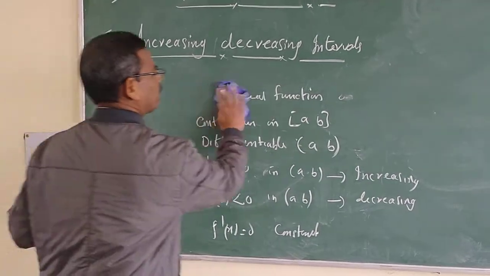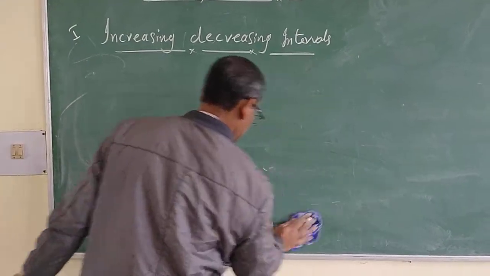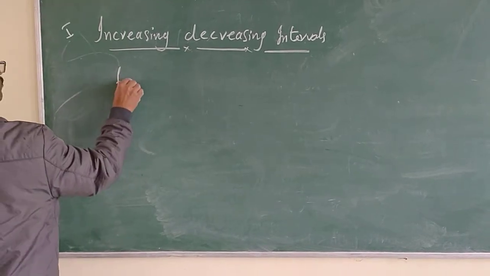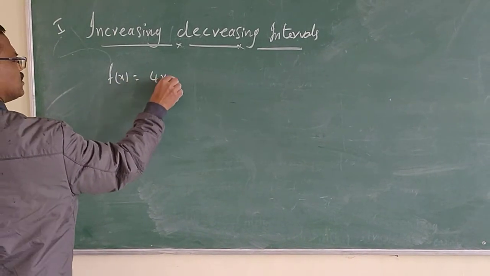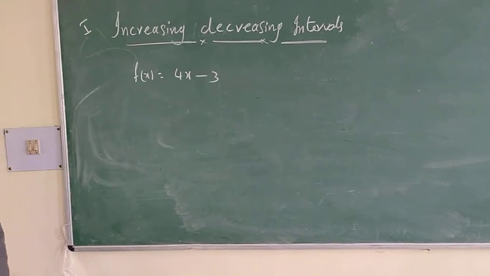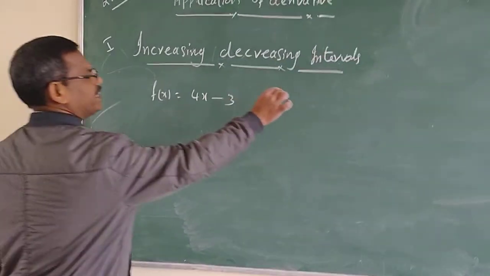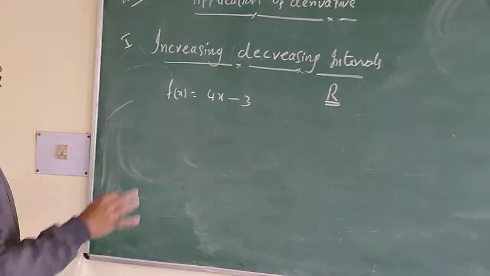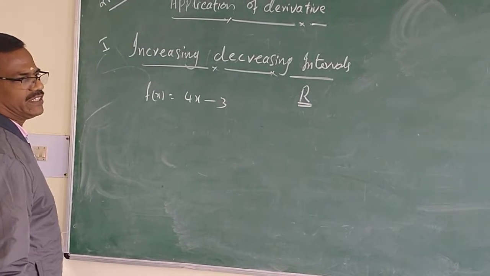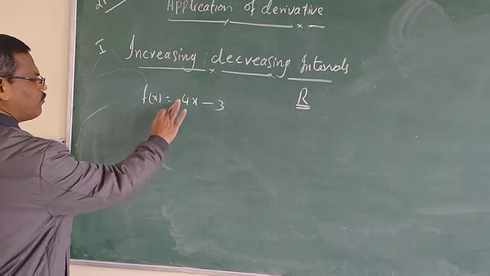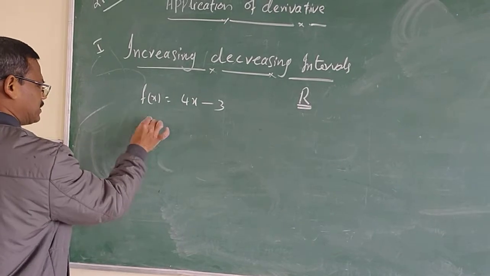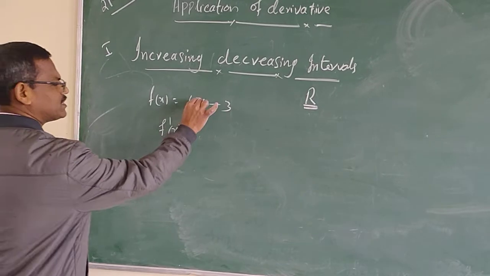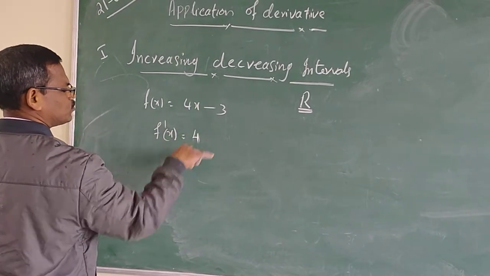Let us take one problem and I will explain the method of the working rule. Say you are given a function f(x) equal to 4x minus 3. It is a real valued function, that is, its domain is R. I want to find the increasing or decreasing interval for this function. So as per the result, we find f dash x. What is f dash x here? It is 4.